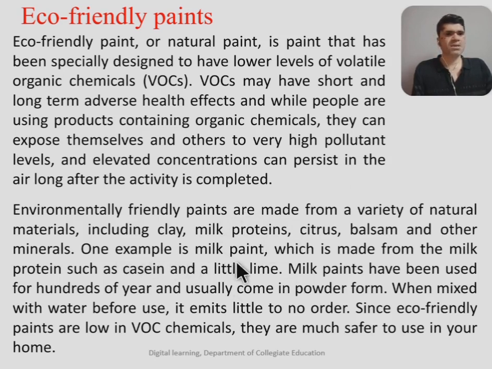One example is milk paint, which is made from milk proteins such as casein and little lime. Milk paints have been used for hundreds of years and usually come in powder form. When mixed with water before use, it emits little or no odor. Since eco-friendly paints are low in VOC chemicals, they are much safer to use in your home.